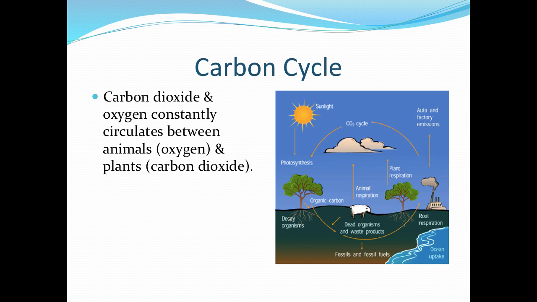Carbon cycle. This is where carbon dioxide and oxygen constantly circulate between animals and plants. So, animals breathe in oxygen and release carbon dioxide, and plants take in and absorb the carbon dioxide that we breathe out, and turn it into oxygen through the process of photosynthesis. And again, it's just a cycle.